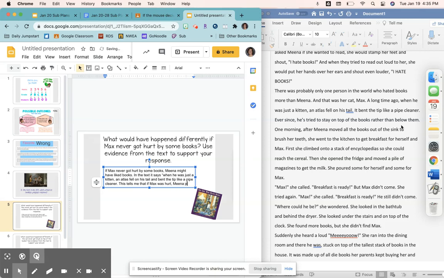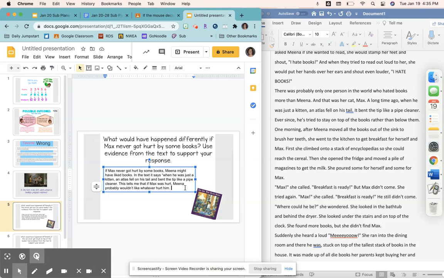Mina probably wouldn't like what hurt him. Because I know if something hurt my dog Oakley, I would want to stay far away from that thing. I wouldn't want her to be hurt. So Mina might be feeling the same way. That is the text detail I chose and how I explained it. If Max was hurt, Mina probably wouldn't like whatever hurt him. In this case, that was books.